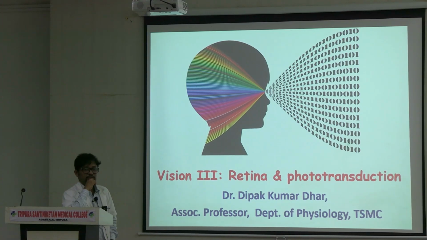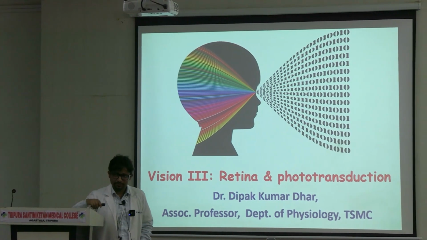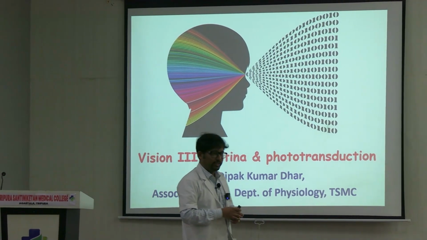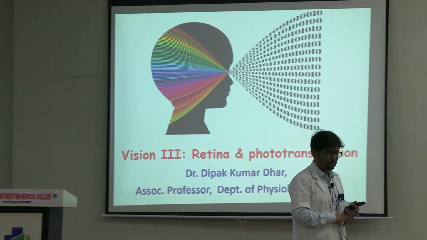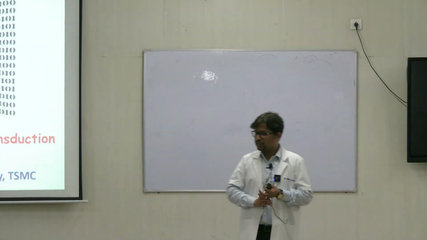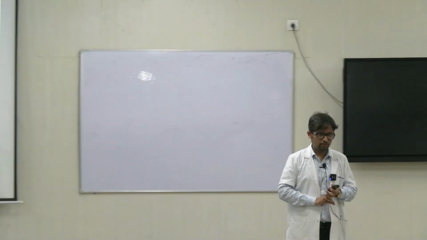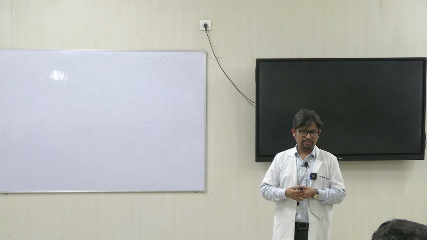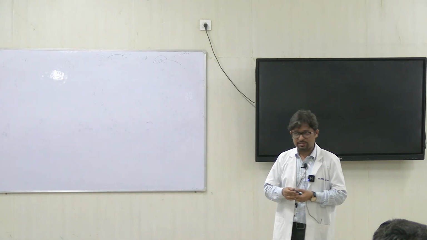Okay. So retina is the neural layer, innermost coat of the eye. So how many coats do you remember? Eye has how many coats? Outermost coat is the fibrous coat. Middle coat is the vascular coat, also called as uvea. Innermost coat is the neural coat, nervous coat called as the retina. So retina is the place where transduction process happens.